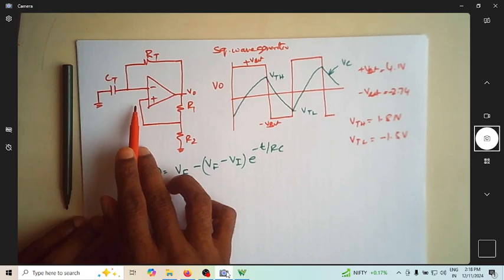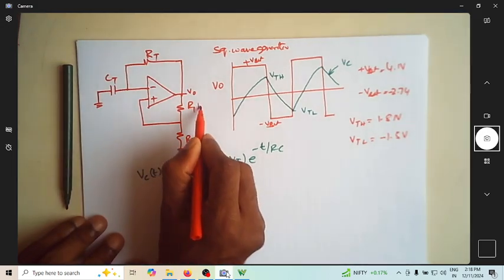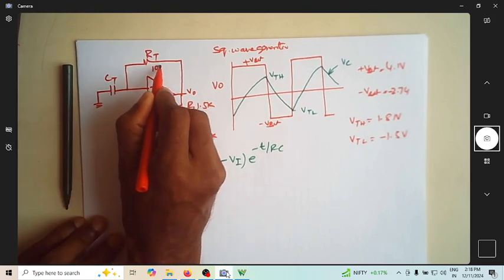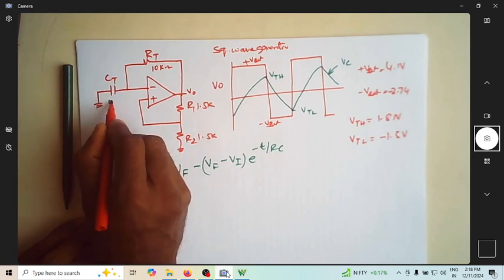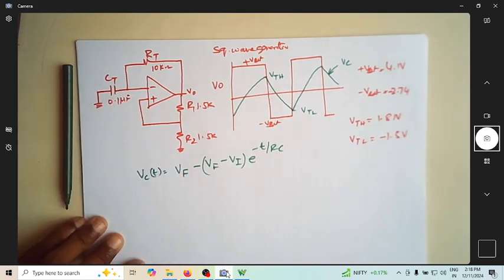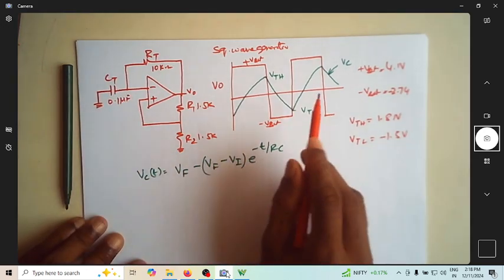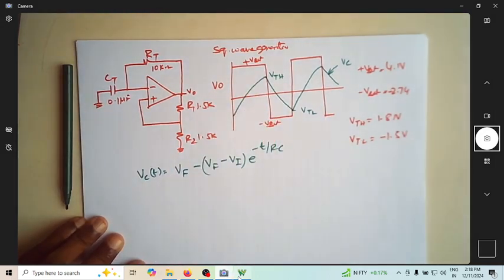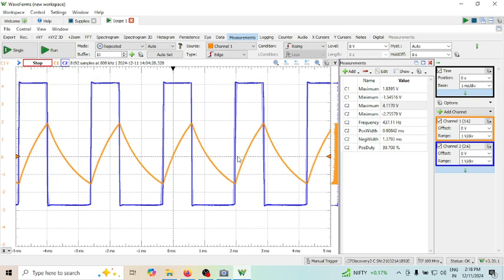So this is the circuit we have, and we have connected this as 1.5 kilo ohm. This is also 1.5 kilo ohm. We have connected this as 10 kilo ohm using DRB. So this is a fixed capacitor of 0.1 microfarad. And we found that we are actually getting this type of waveform. So that's what I'm showing here. You can see this is the waveform I'm getting.